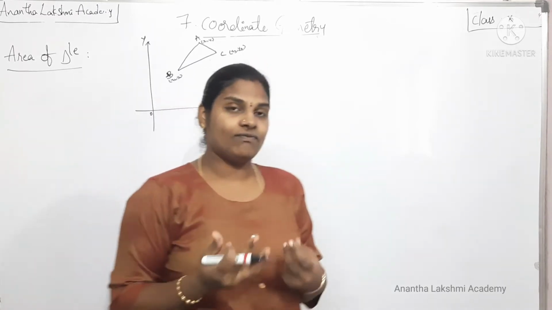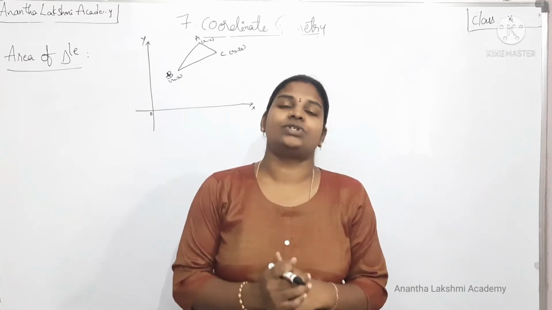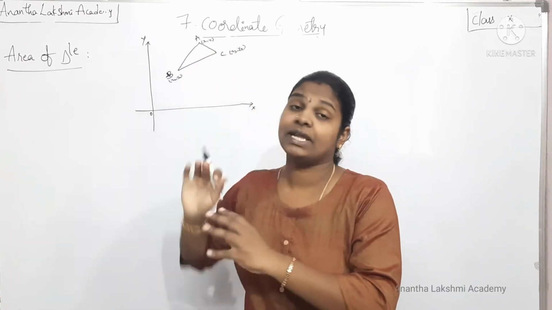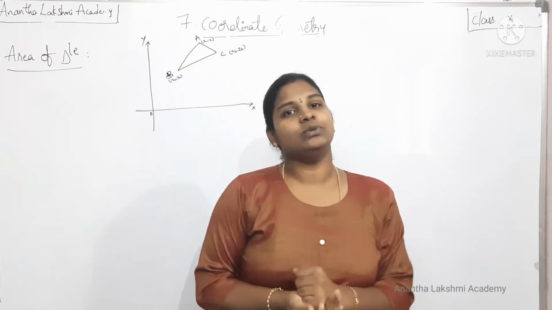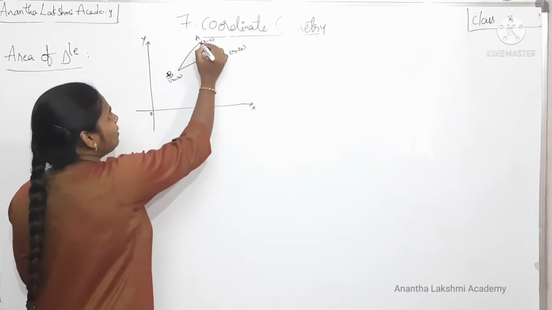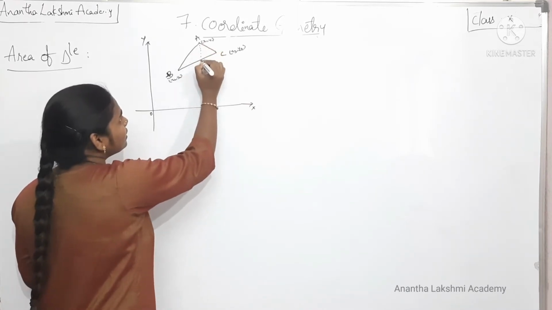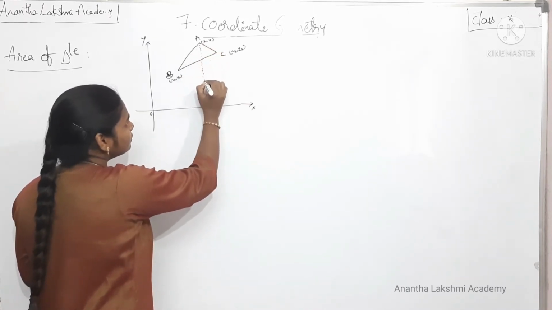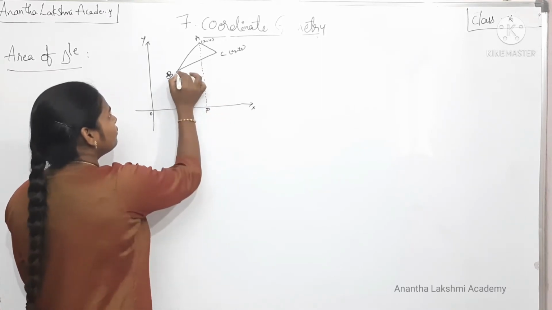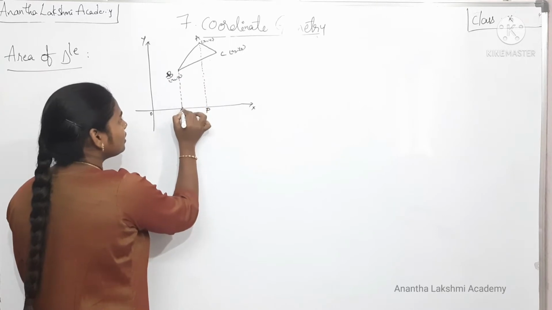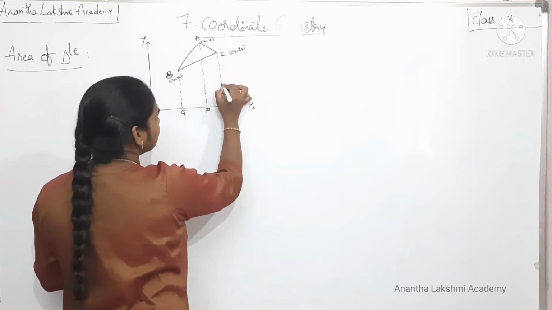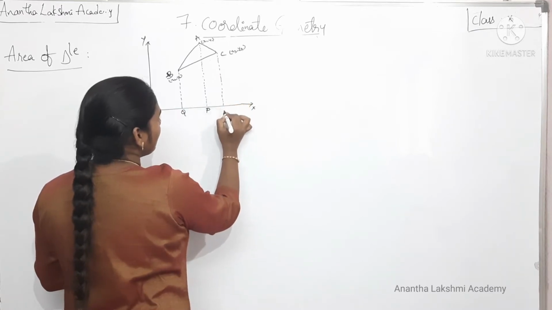Now, if we are asked to figure out the area of the triangle when the vertices in the coordinate plane are given, how do we do that? Okay, let's try figuring that out. Let me draw a perpendicular from A and name this as P. From B, Q, and from C, we have R.